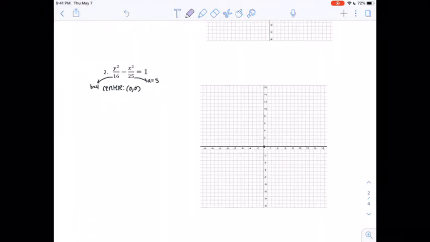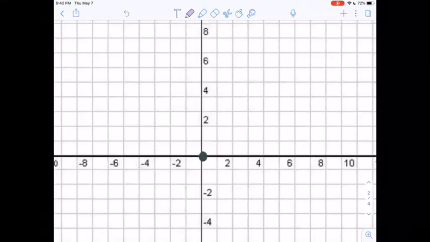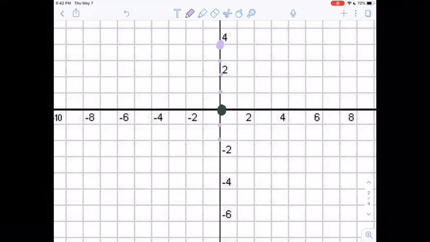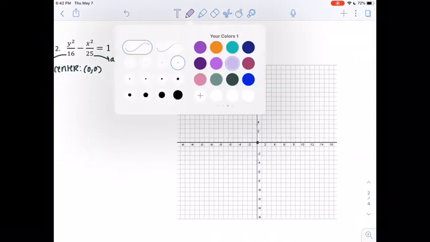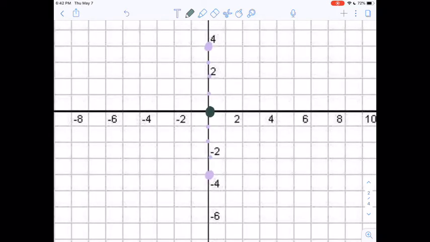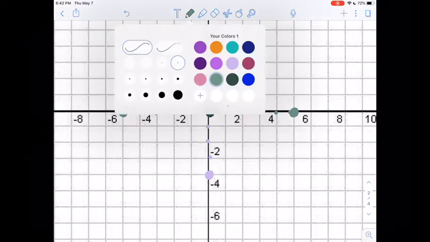Since 16 is under y, I need to count 4 up and down on the y-axis. So 1, 2, 3, 4, and 1, 2, 3, 4. And then I see 25 underneath the x, so I have to count left and right 5. 1, 2, 3, 4, 5, plot a point. 1, 2, 3, 4, 5, plot a point. So from these 4 points, you have to create a rectangle.